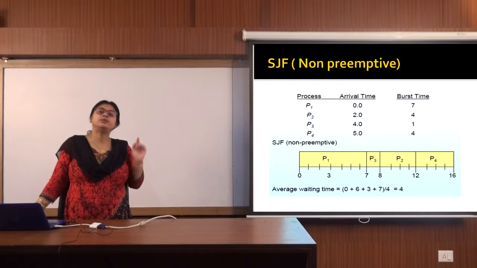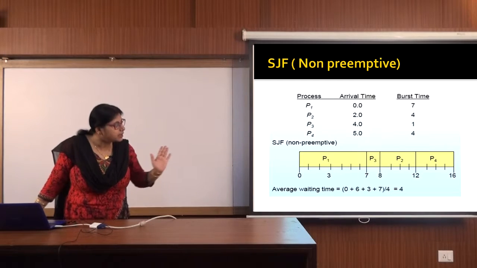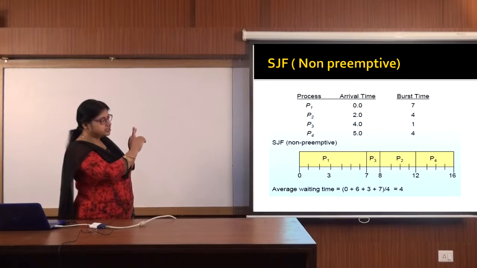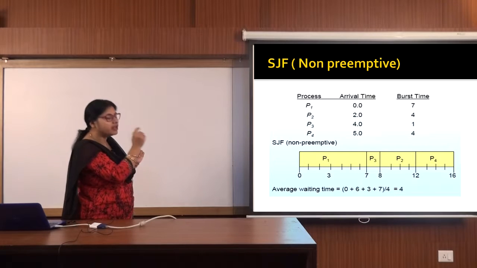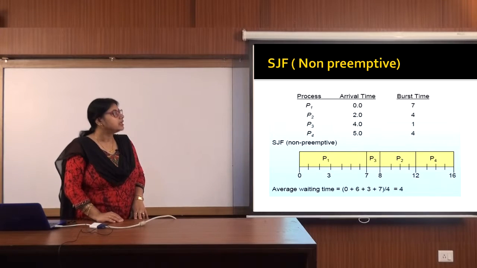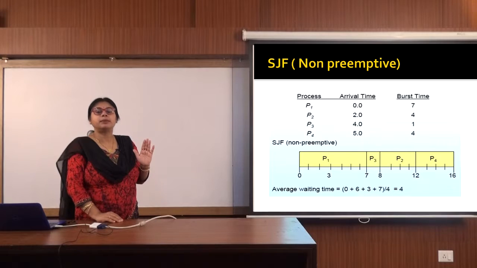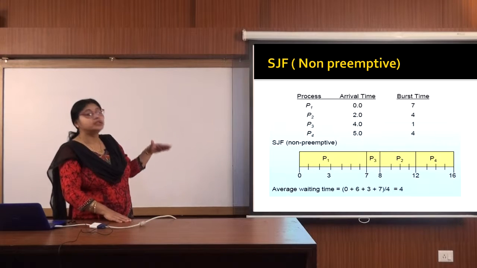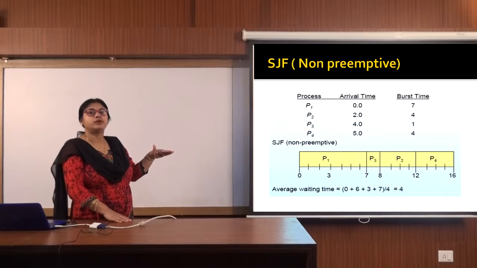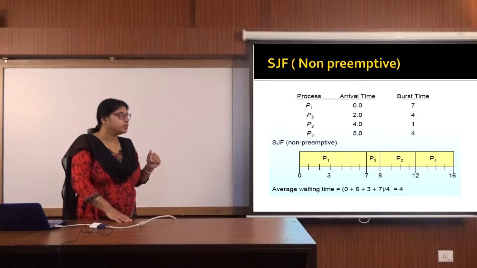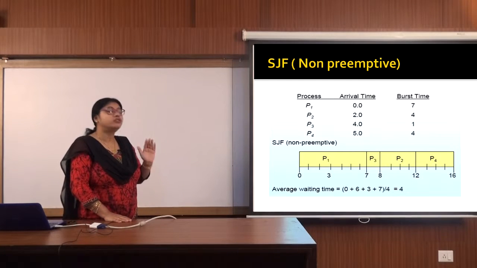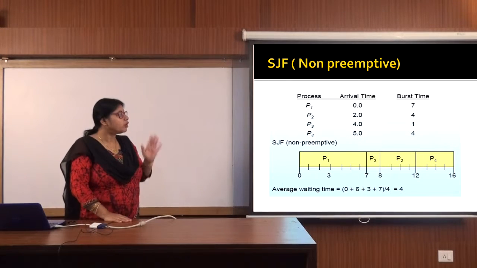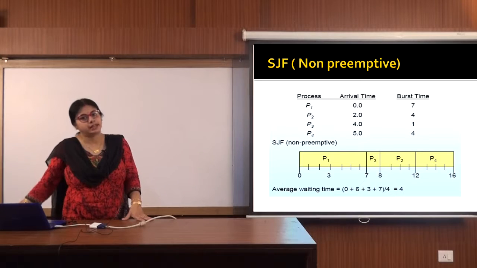So, starting at 0 milliseconds, it will be completed after 7 milliseconds. That is why in the Gantt chart, from 0 to 7 milliseconds, I have process P1. Now, when process P1 is completed at 7 milliseconds, all 3 processes P2, P3, P4 have arrived in my ready queue. P2 arrived after 2 milliseconds, P3 arrived after 4 milliseconds and P4 arrived at 5 milliseconds, but already 7 milliseconds had elapsed.